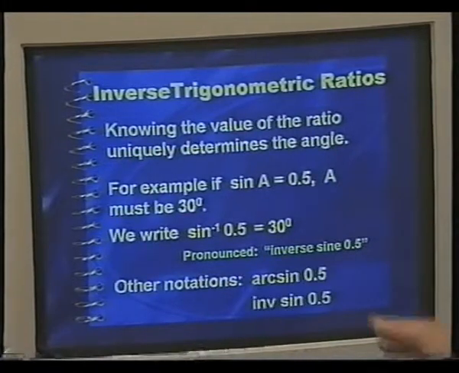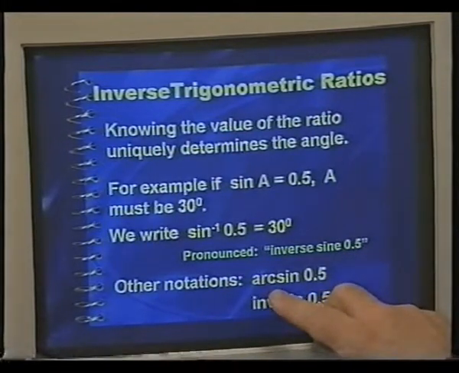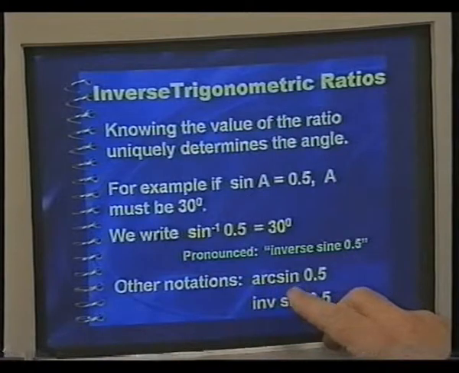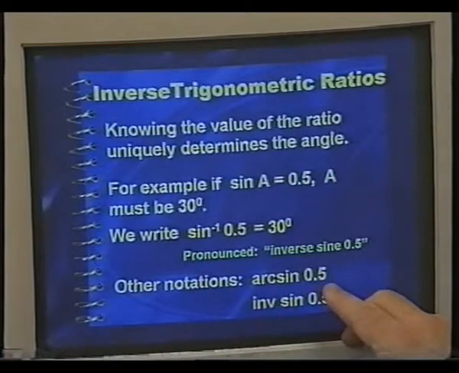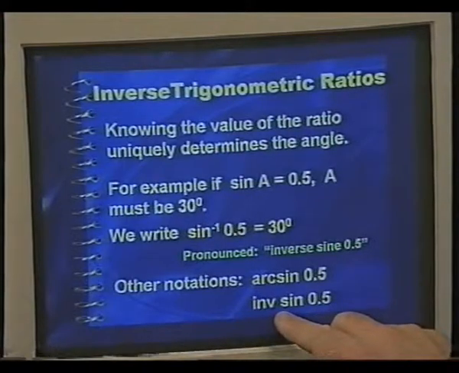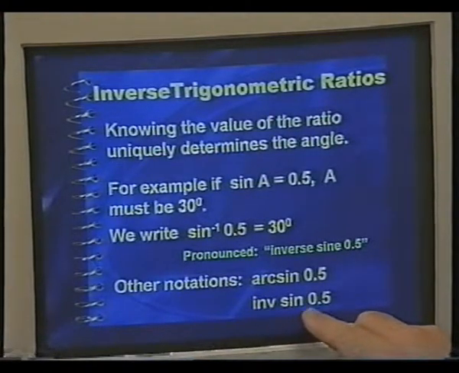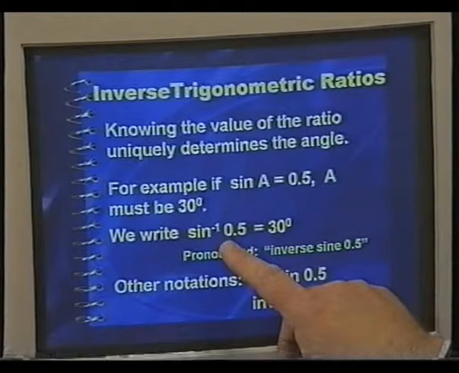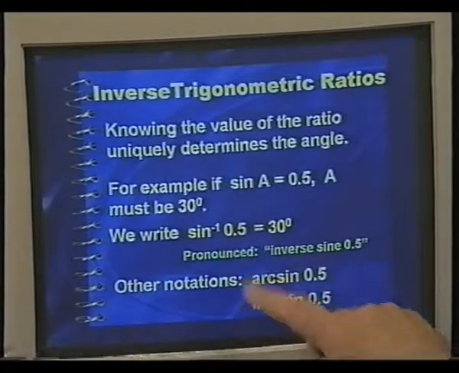Some books use other notations, like one book might use arc sine, and that's how that is pronounced, arc sine 0.5. I don't particularly like that notation. There's another one, sine to the power of -1, that's sometimes the way that is written. But I like this notation because that's the one that's used on the calculator.